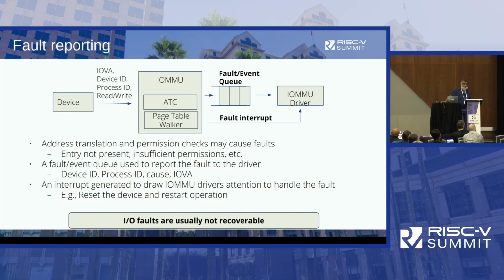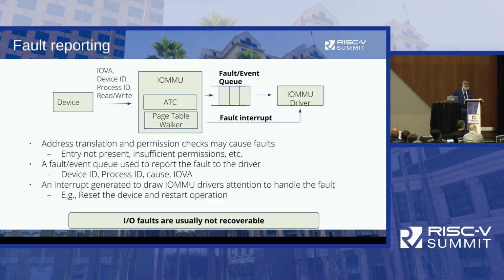Once you have page tables, we said you can do address translations, and it's natural that as you're doing address translation or permission checking, you might encounter faults. Right? And there needs to be a way to report these faults back to the system software for it to do something about it.